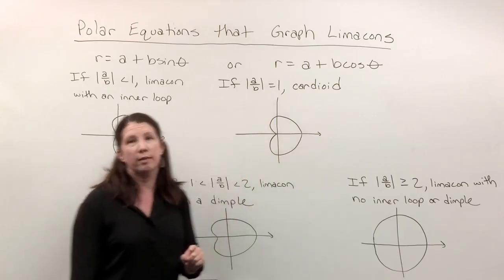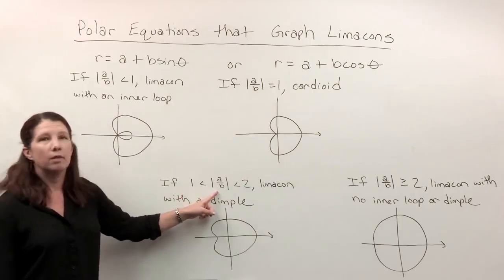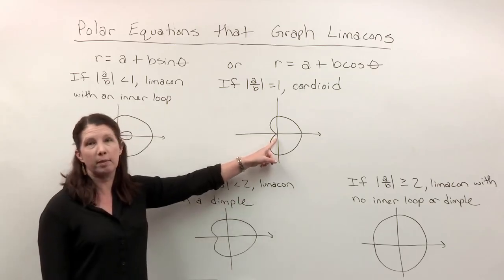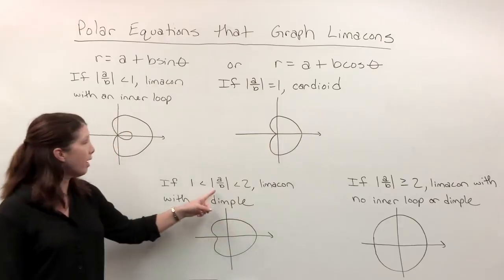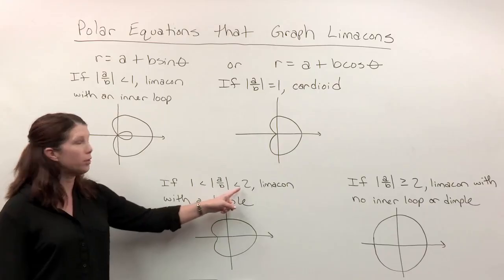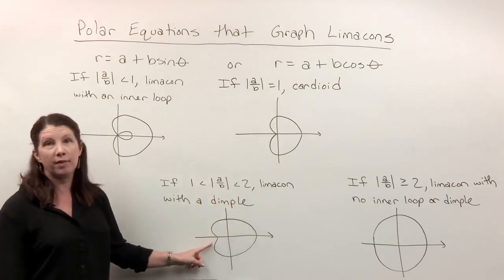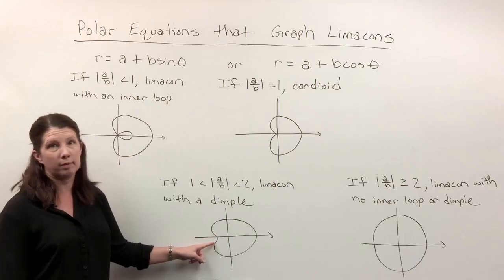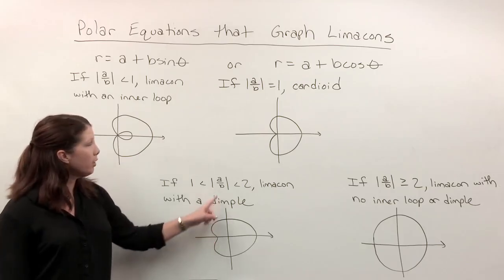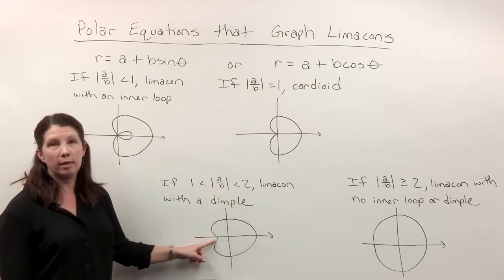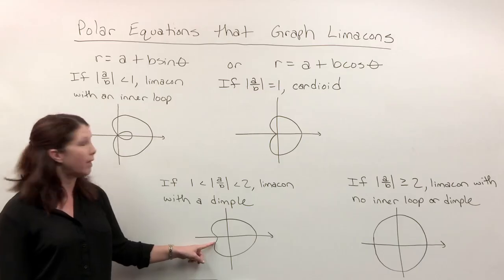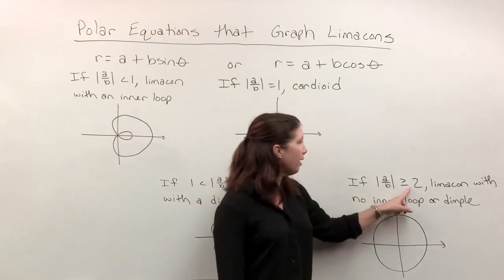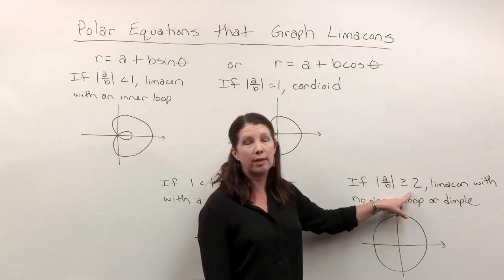If the ratio increases beyond 1 to any value between 1 and 2, then this sharp turn or cusp begins to disappear or become less pronounced. And as the absolute value of a over b increases from 1 to 2, the graph will be a limacon that will have this dimple. So it still has this turning point, it's just not as sharp or pronounced. And again, as the ratio approaches 2, this dimple will become smaller and smaller or less pronounced. Once the absolute value of a over b is exactly equal to 2, that dimple then disappears.